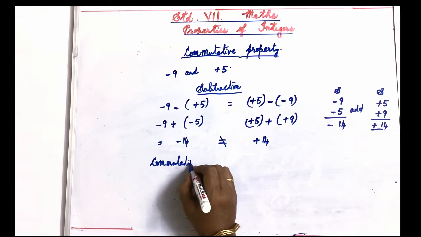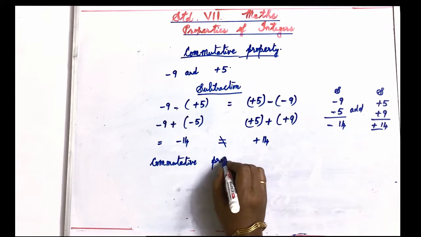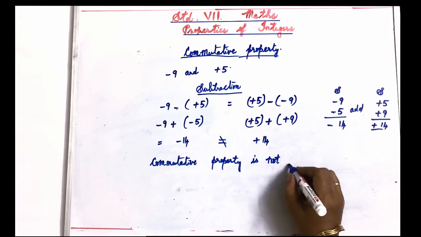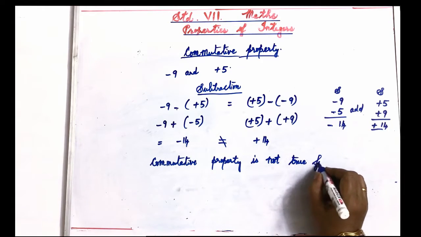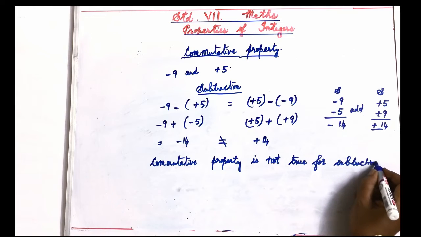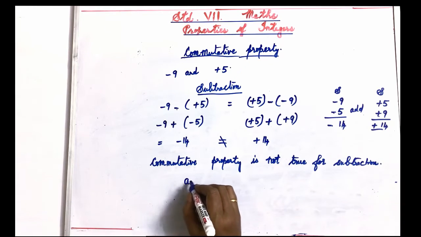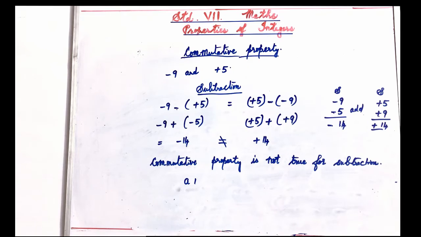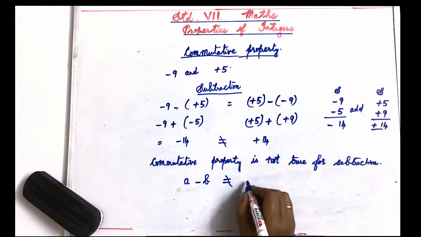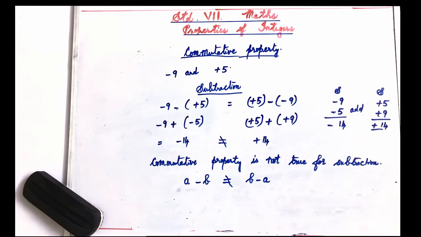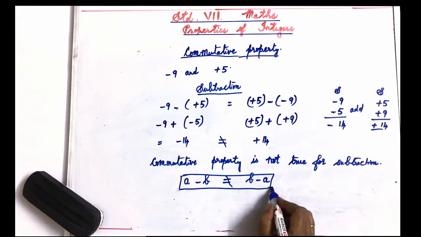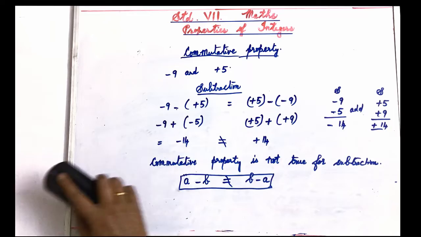Commutative property is not true for subtraction. Therefore, we will write it as A minus B is not equal to B minus A. Next we can check for multiplication.